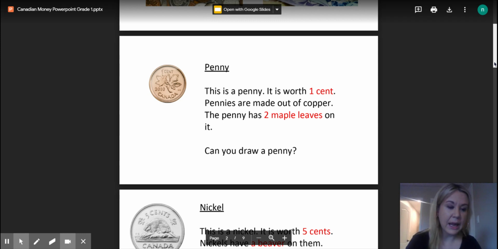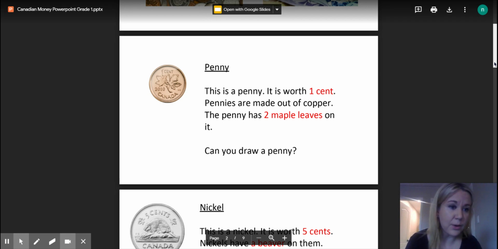So I'd like you to get a blank sheet of paper and try to draw a penny like the one you see in the picture there. Okay, you should have 2 maple leaves on it. You should write 1 cent, it should say Canada, and then you'll notice there's a year on the penny. This penny is from 2010. Okay, you can choose whichever year you want your penny to be from and write that on.